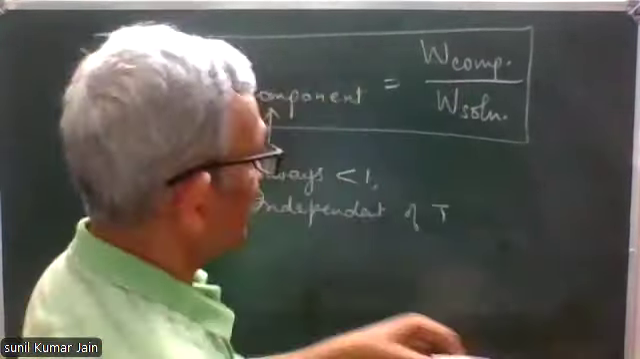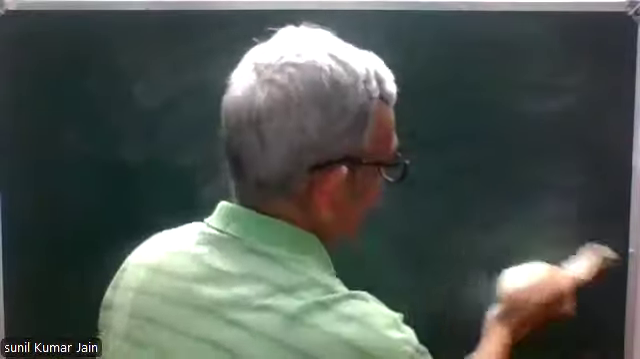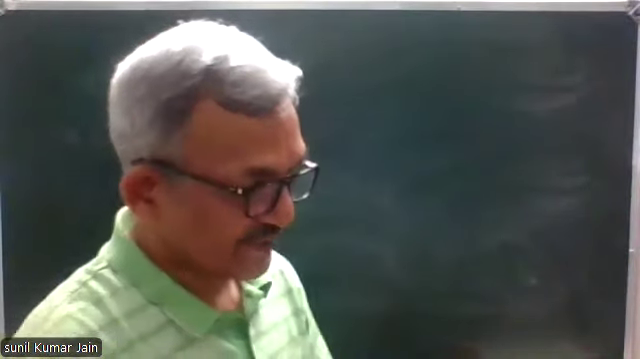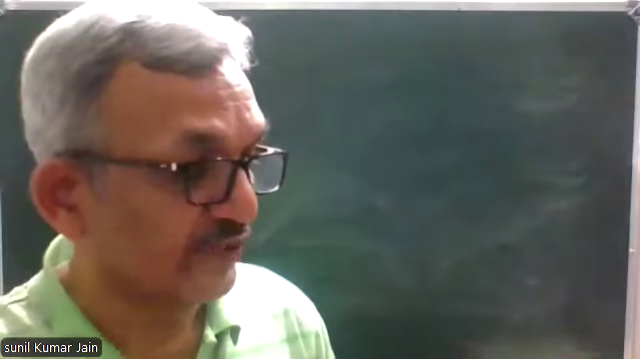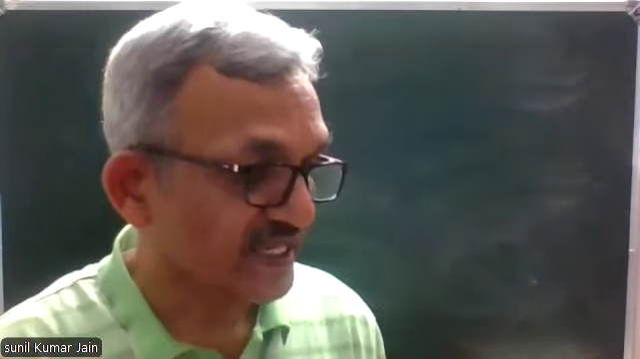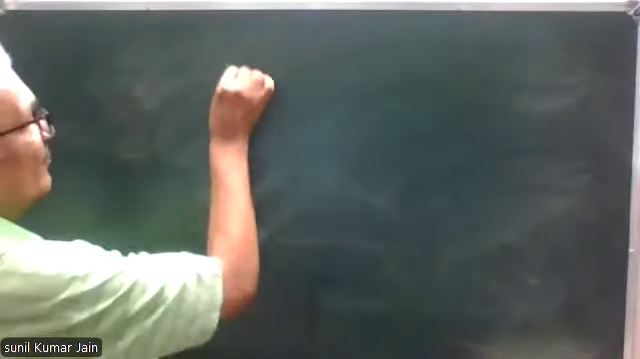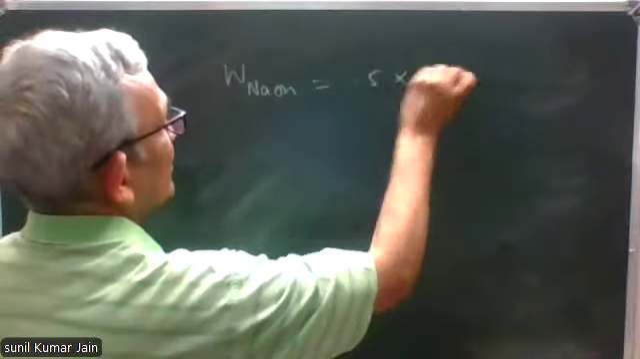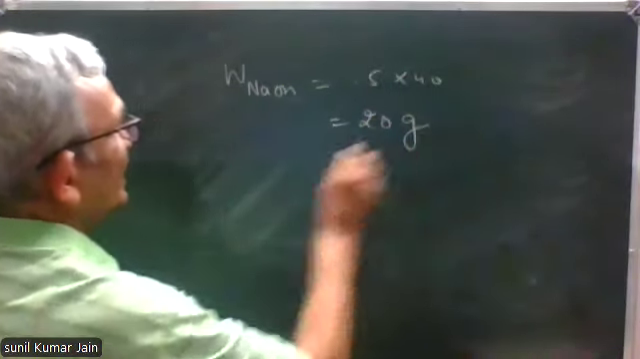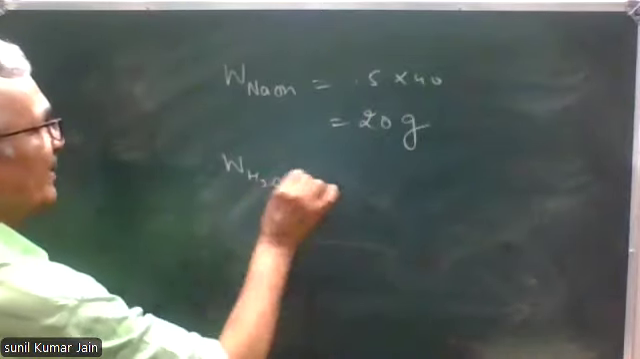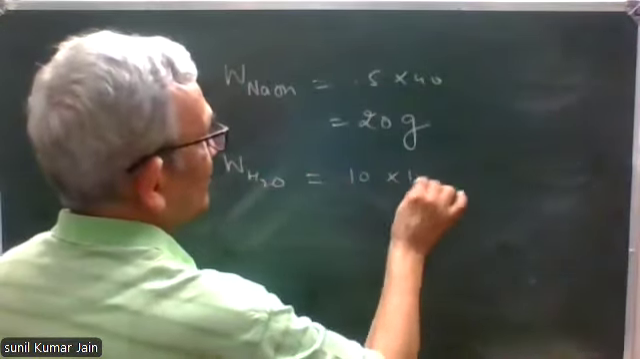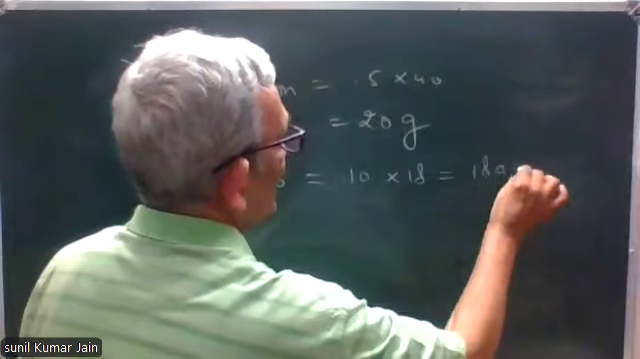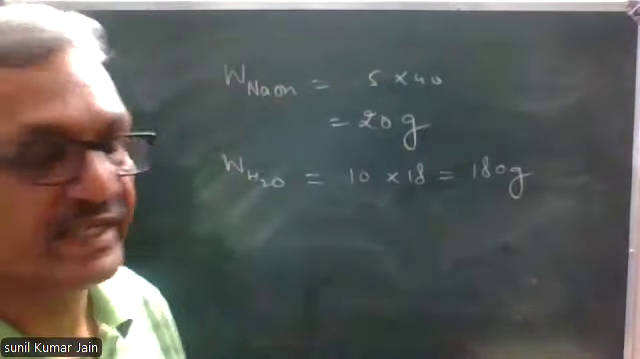So this is the numerical, we'll solve it. 0.5 mole of NaOH, within brackets the molecular weight, is dissolved in 10 moles of water. Calculate mass fraction of NaOH in the solution. Very, very simple. Weight of NaOH will be 0.5 into molecular weight, 20 grams. Weight of water will be 10 moles into 18. Weight of water is 180 grams.